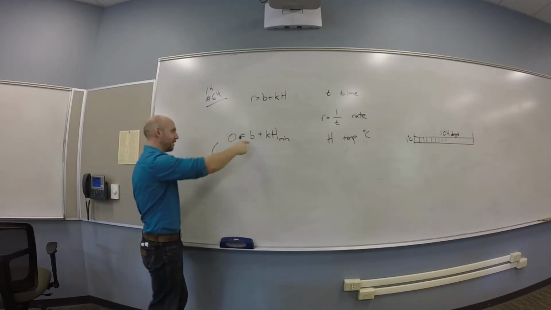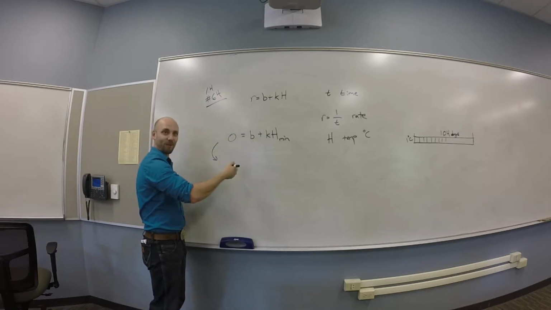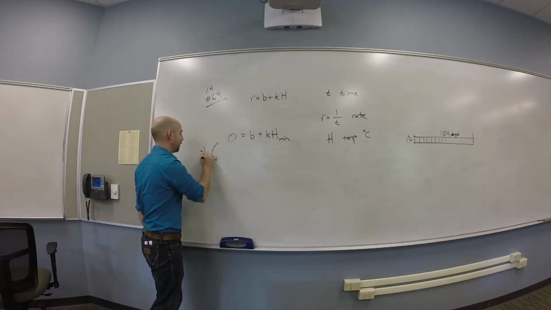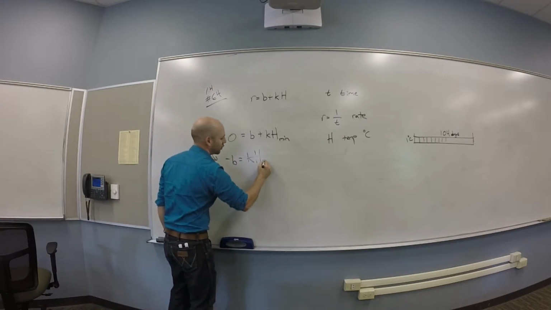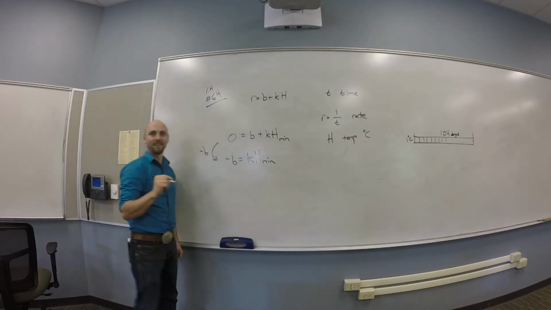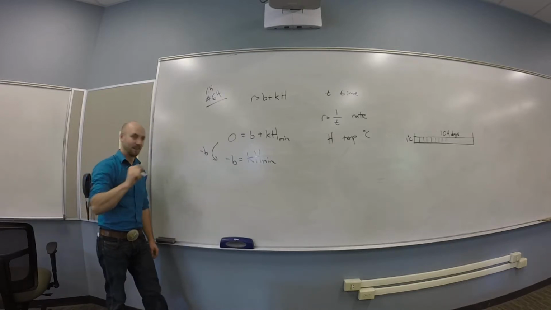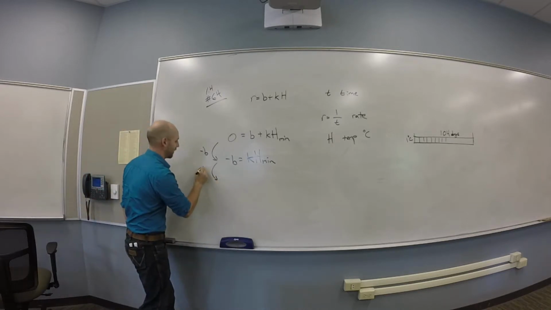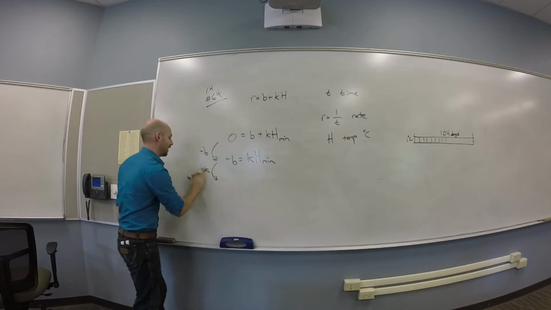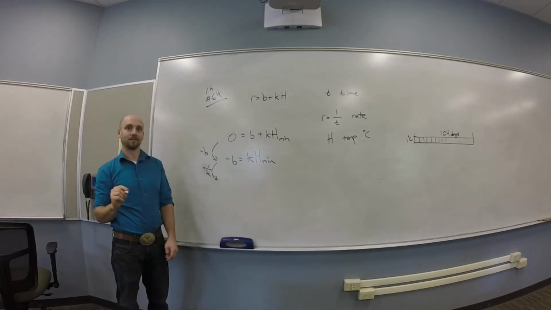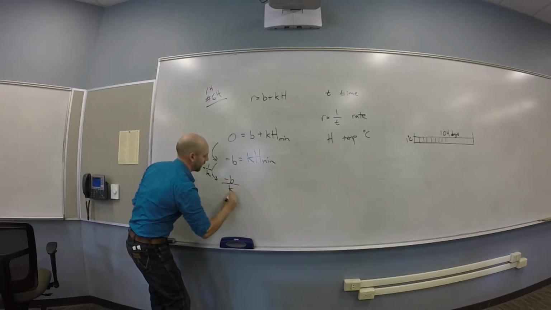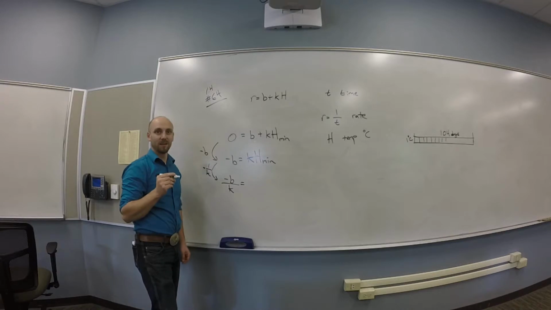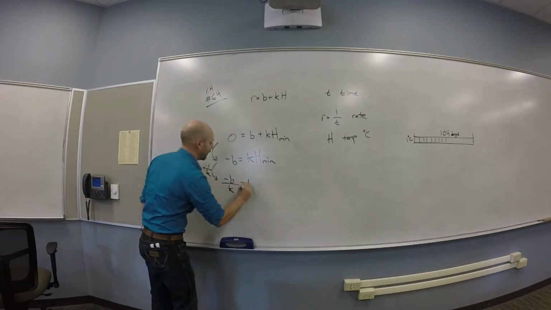So how do you move it? You subtract b from both sides. So you got minus b is k times h min, right? And then you need to divide by k. Because we're doing pre-calculus, we'll multiply by 1 over k. So we'll get minus b over k equals h min.